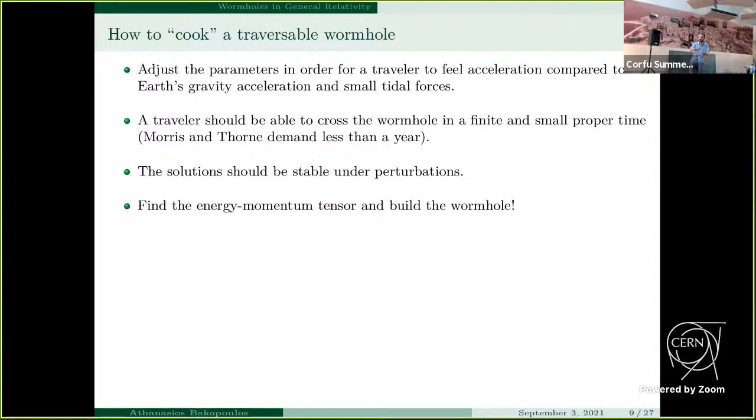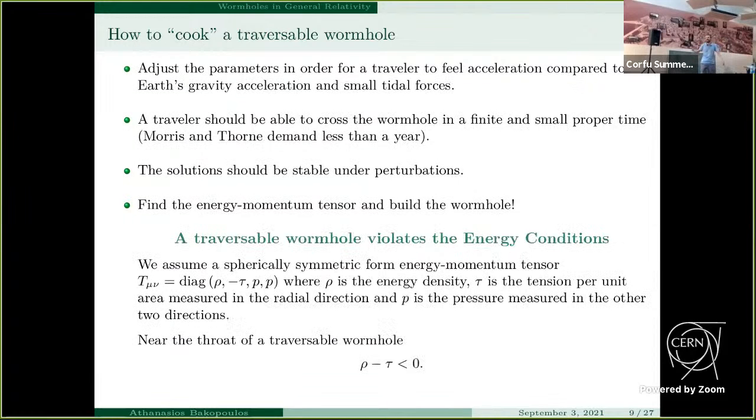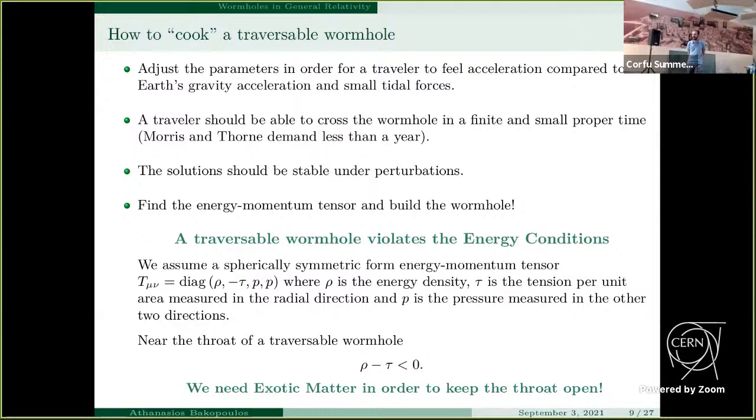Also, the solutions should be stable under perturbations. The last step is to find the associated energy momentum tensor and build the wormhole. So, have we managed to construct a physically acceptable solution? Well, a traversable wormhole in the framework of general relativity always violates the energy conditions near the throat. So, we need exotic matter in order to keep the throat open.